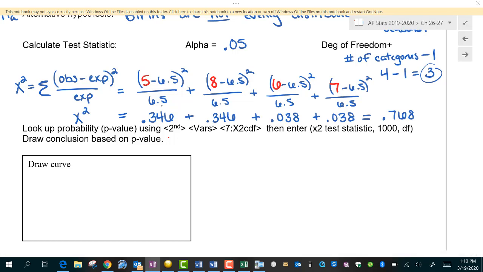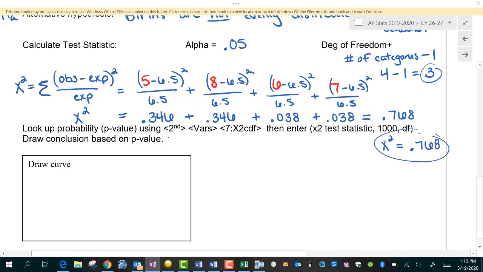So I added each of those in for the observed. You can notice those all in red: 5, 8, 6, and 7. And then I calculated each component individually and took the sum. So for my final chi-squared test statistic, chi-squared equals 0.768.